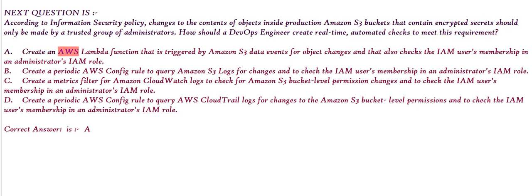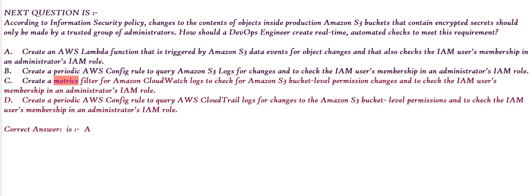A. Create an AWS Lambda function that is triggered by Amazon S3 data events for object changes and that also checks the IAM user's membership in an administrator's IAM role. B. Create a periodic AWS Config rule to query Amazon S3 logs for changes and to check the IAM user's membership in an administrator's IAM role.